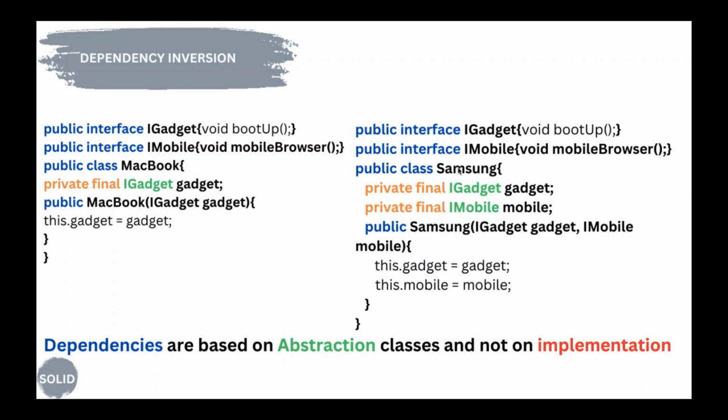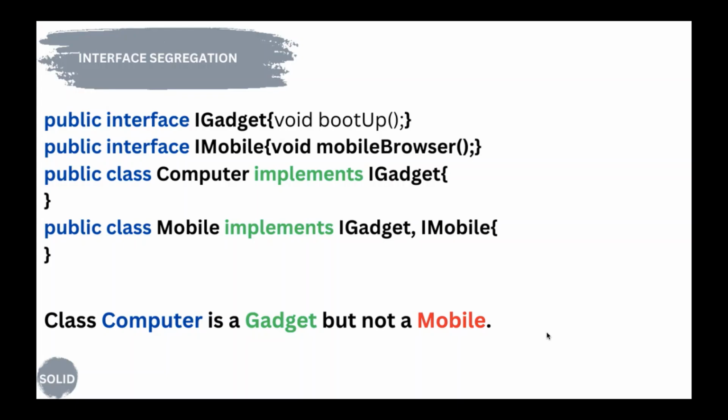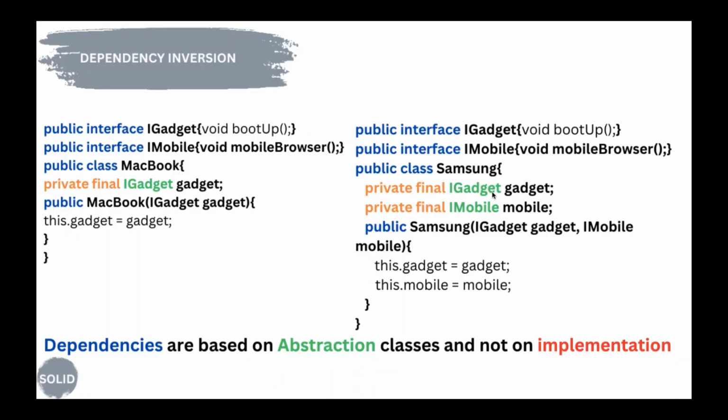If we follow these interfaces, we want this type of decoupling of our dependencies here. And so dependencies are based on abstraction, not on implementation classes. So we depend on the abstraction, which is our interfaces, instead of implementation classes. These are the implementation classes, computer and mobile. So here we are depending on the abstraction, which are the interfaces that we have, instead of the implementation.